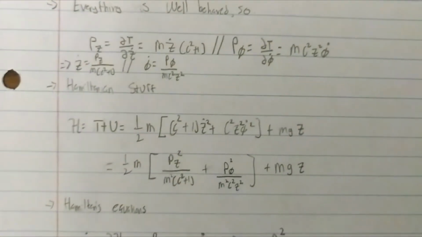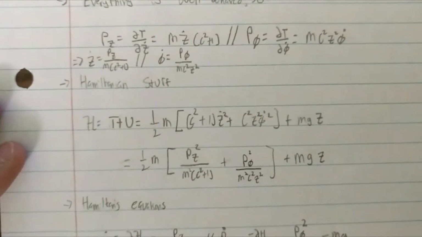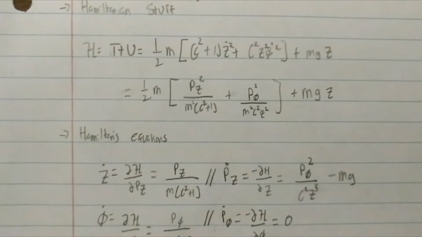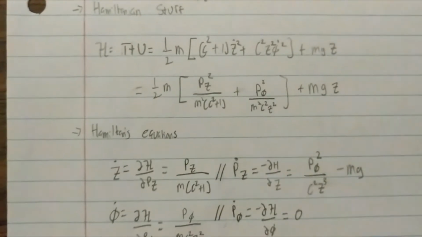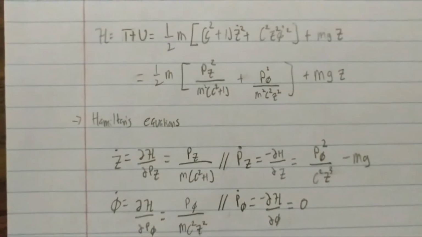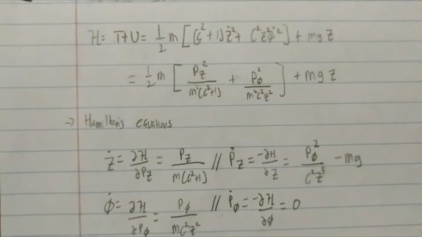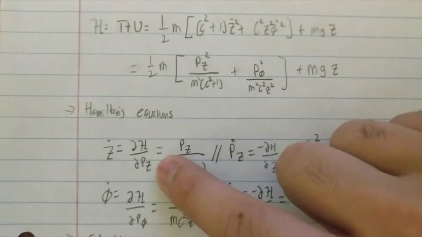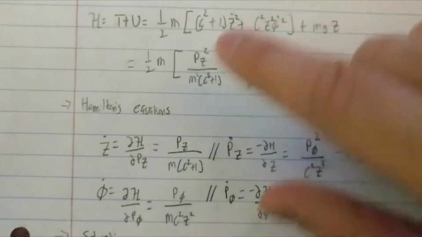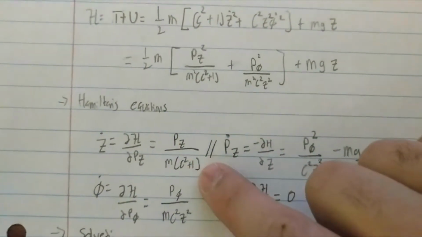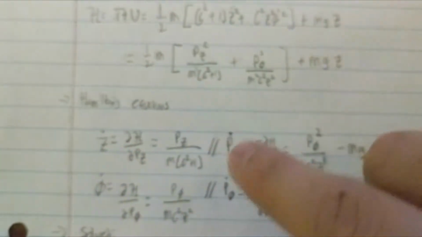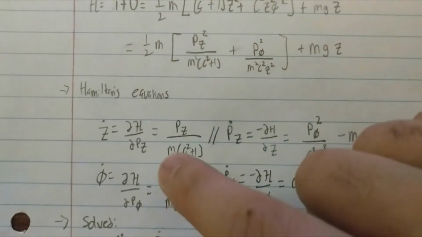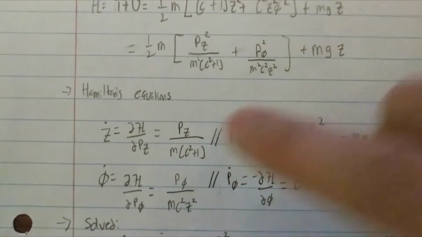Then your next step is you write your Hamilton's equations, which the general form is q dot is equal to the partial of the Hamiltonian with respect to p of that coordinate. And so my z dot is equal to the derivative of the Hamiltonian with respect to pz, which, looking at this term, gives you just this. The 2 comes out, cancels with the 1/2. You have an m on the top, 2 m's on the bottom, you have an m squared, and then you have a c squared plus 1 on the bottom.